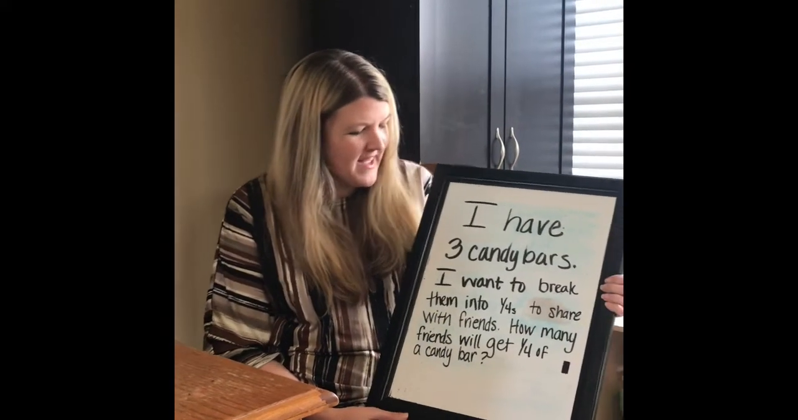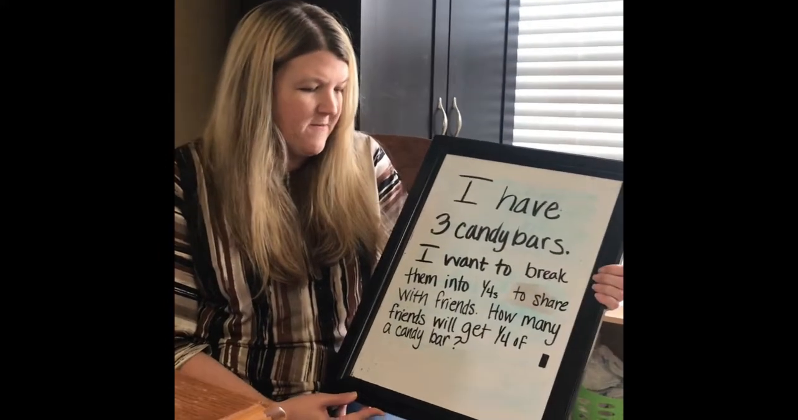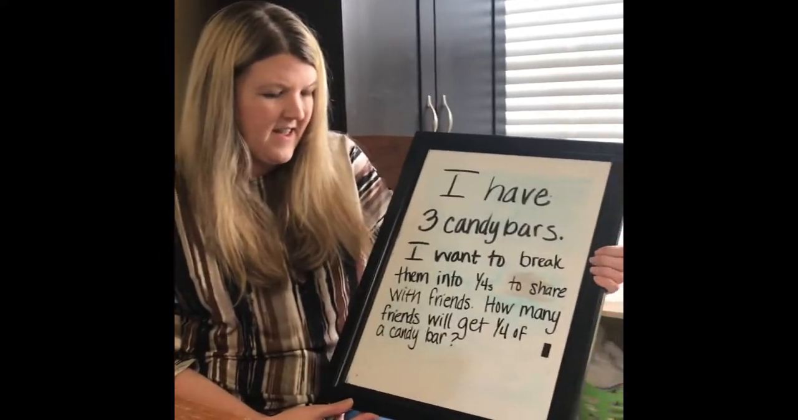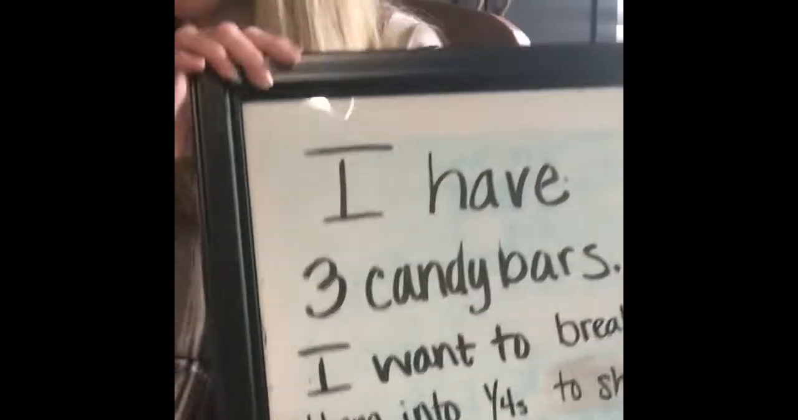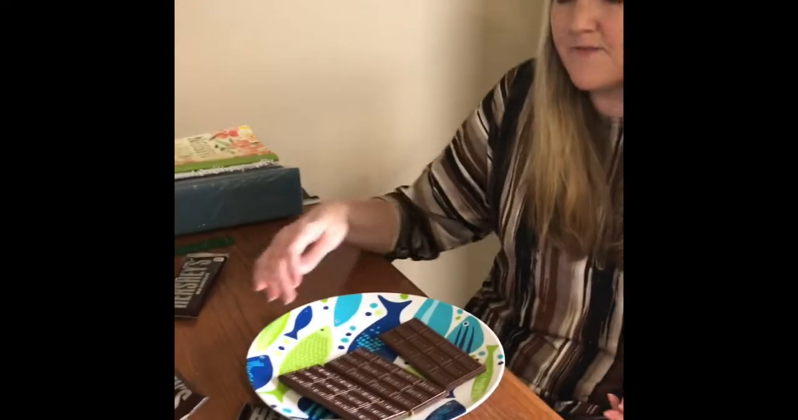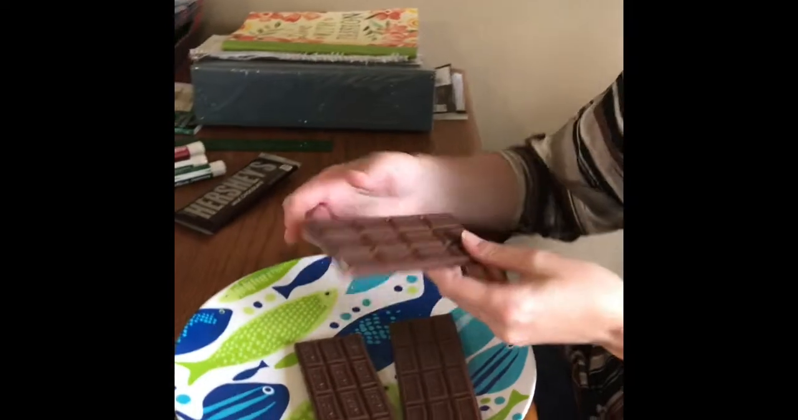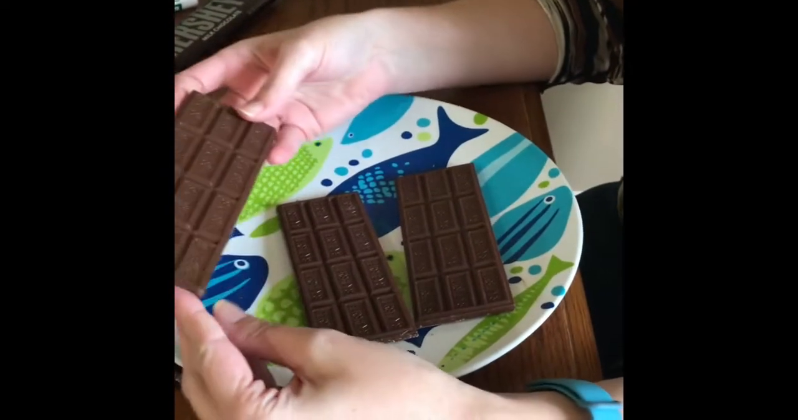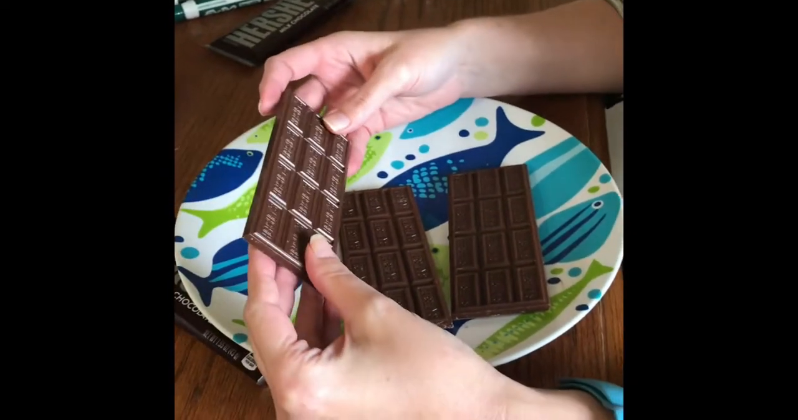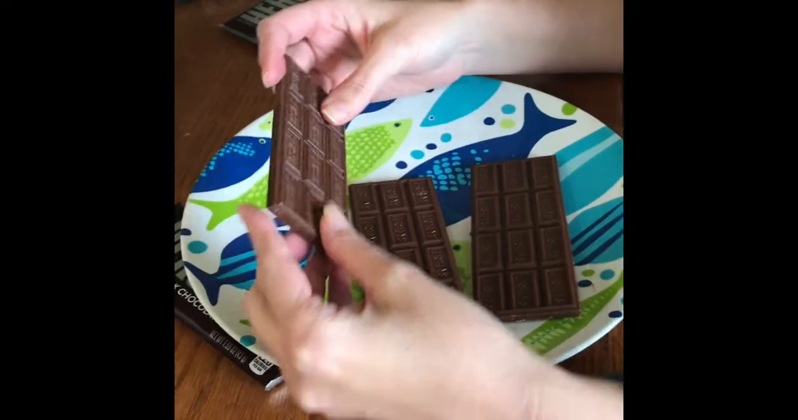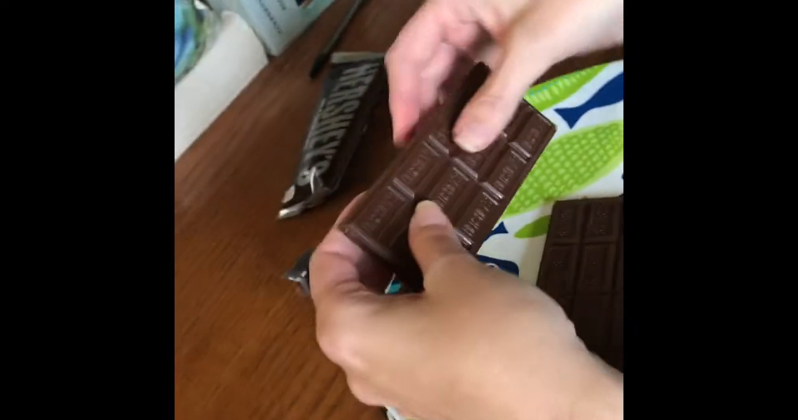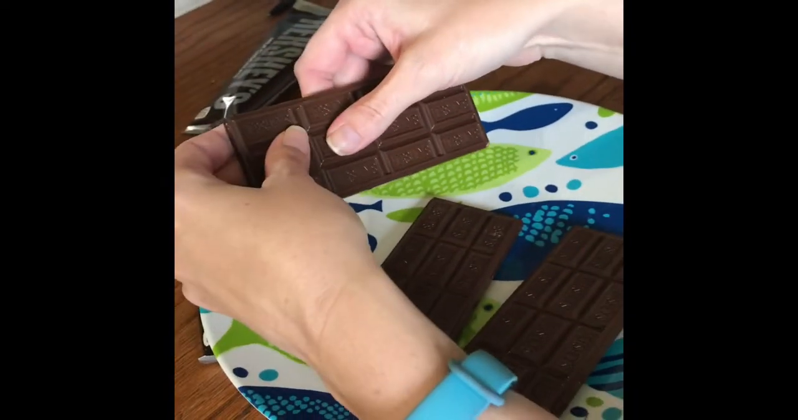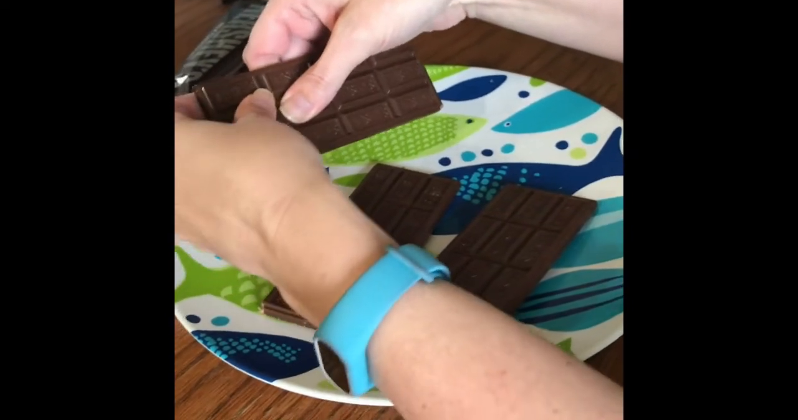Alright, so I have 3 candy bars that I want to break into fourths to share with friends. How many friends will get a fourth of a candy bar? So I've got 3 candy bars here to model this problem. They're already kind of divided, so this makes it a little bit easier, but I'm going to see how many friends I can share if I want to break these into fourths. So with the first one, I can think about drawing a model, and I would cut the candy bar. So I'm going to divide it into fourths.